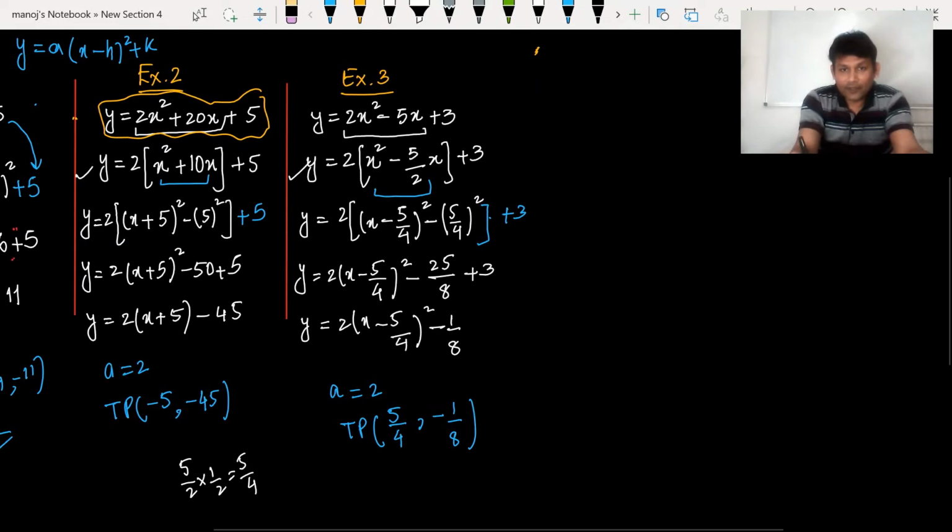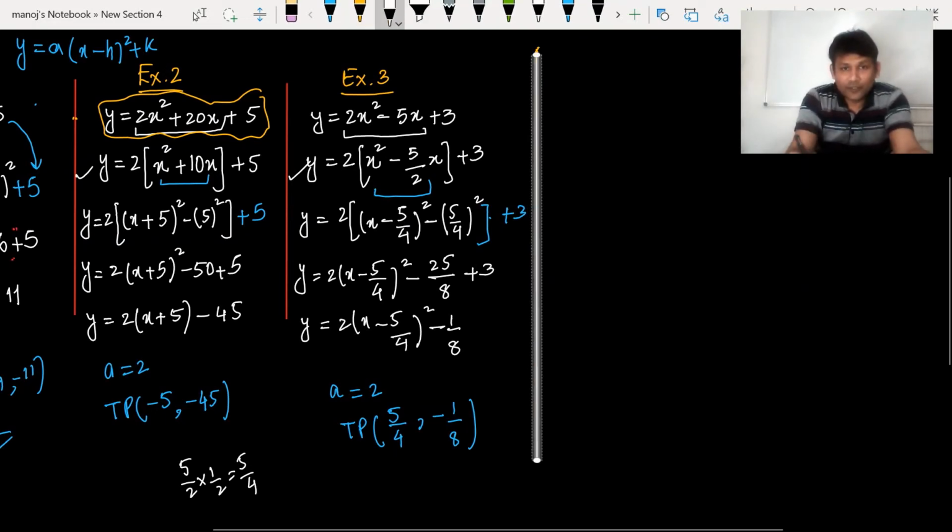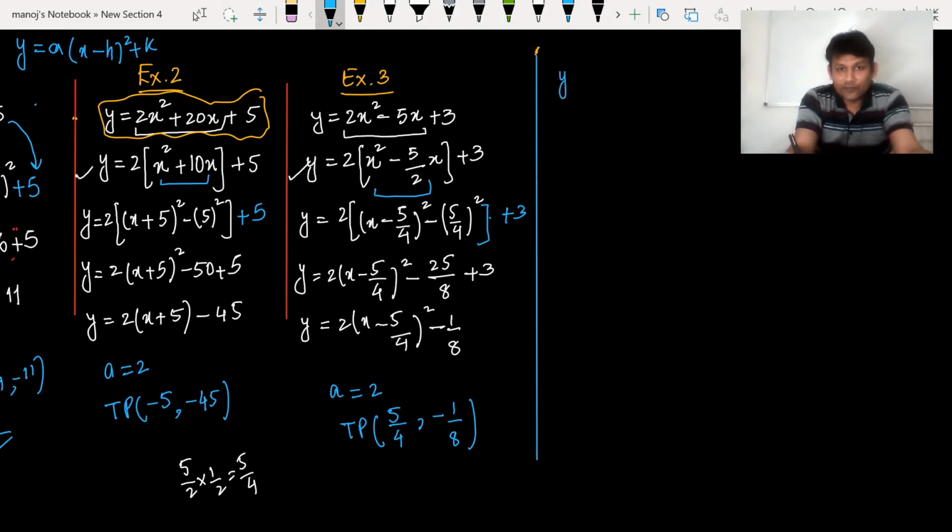Okay, the method is what? I want to copy this question first. Y is equals to 2x squared plus 20x plus 5.